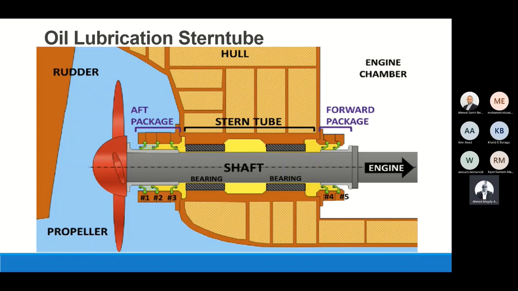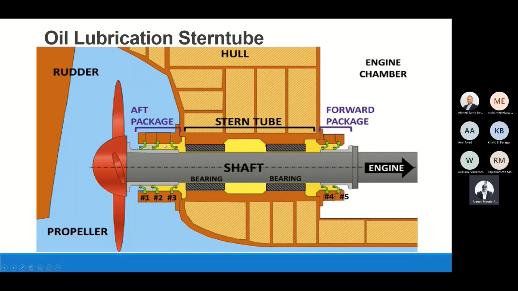Now we are discussing the oil lubrication, which is the main one. This is how it looks. You have the hull, you have the stern tube passing through the hull, and you have the forward seal, as you can see, and the aft seal and the propeller. The aft seal will have two segments. As you can see, this green is the seal component, or the sealing system. These are the rubber seals, and these are the rings which connect the seals together.